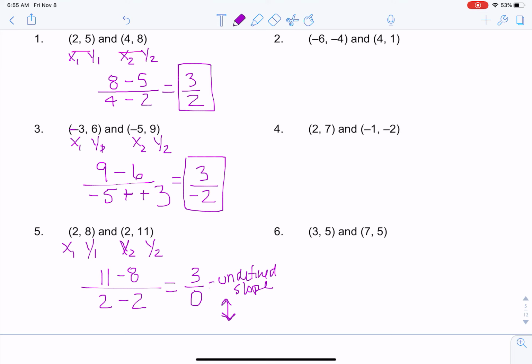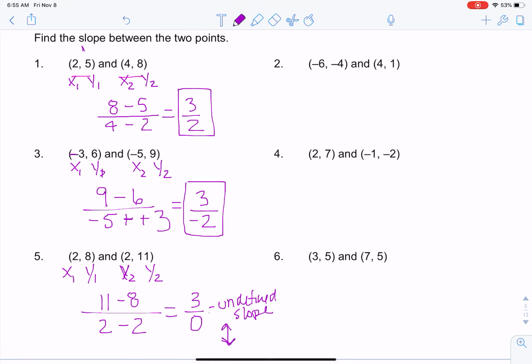Okay? So I think what we're going to have you guys do is try 2 through 6, have them checked, and then you guys can move on with your life. So that's how you calculate slope from 2 points.